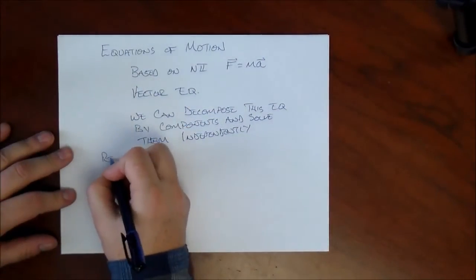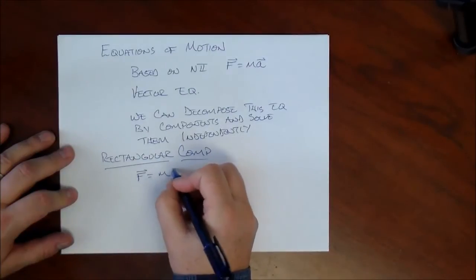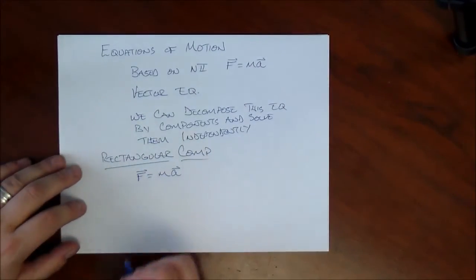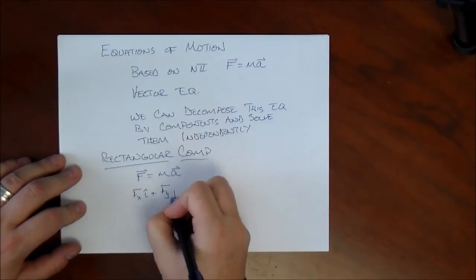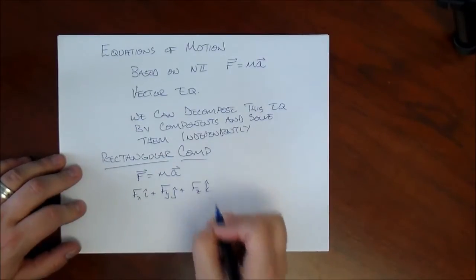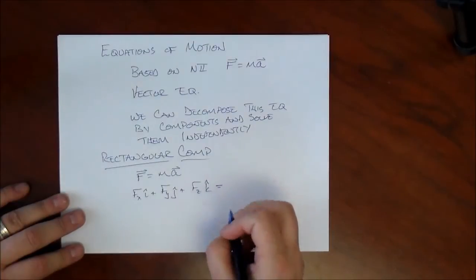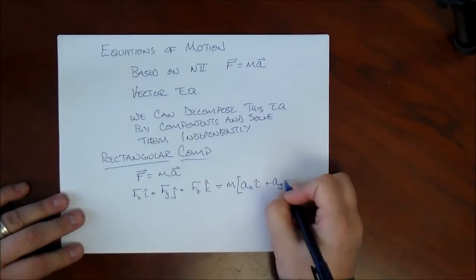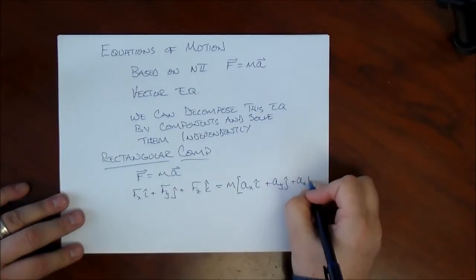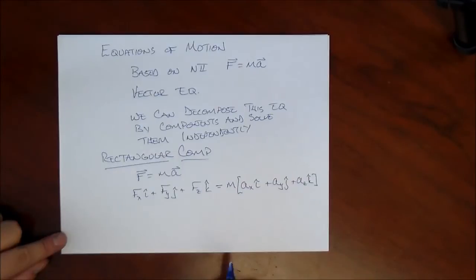For example, in rectangular components, we know that the total force is equal to the mass times its acceleration. Decomposing that into rectangular components, the force will be the component in x times i plus the component in y times j plus the component in z times k. That's the total force in rectangular components. That will be equal to the mass times the acceleration in x plus the acceleration in y plus the acceleration in z. And remember, each of those directions are independent, so we can look at those as three independent scalar equations.